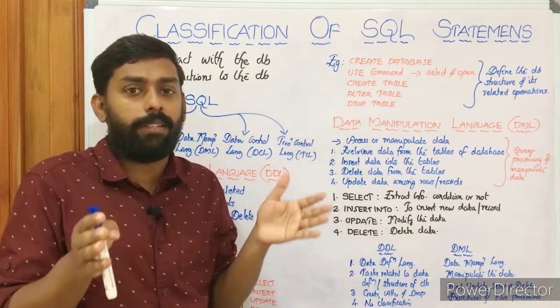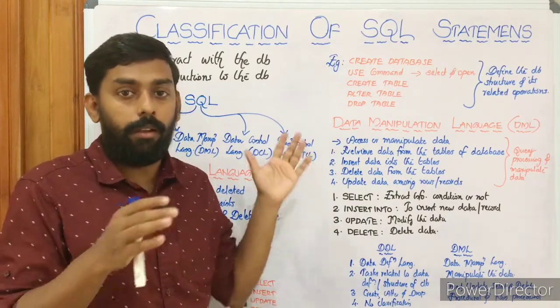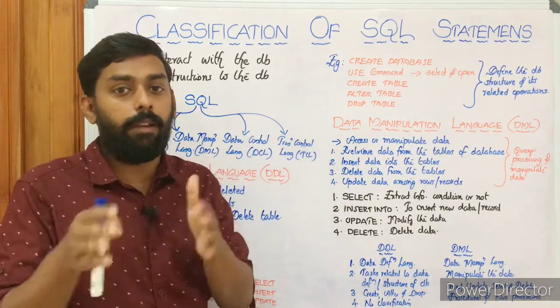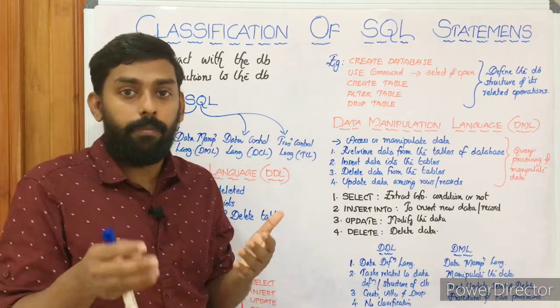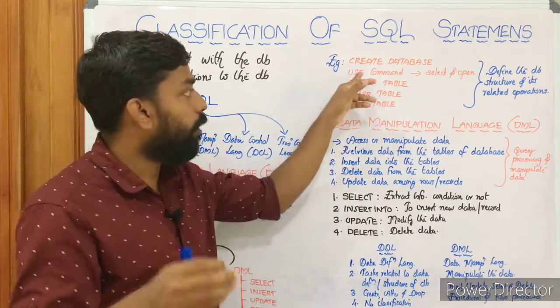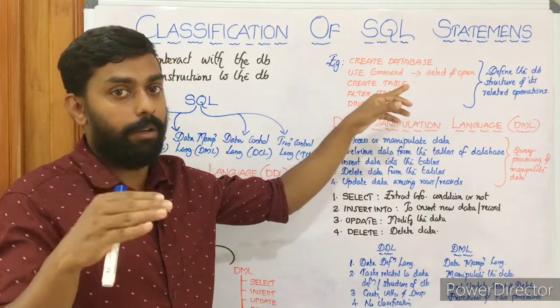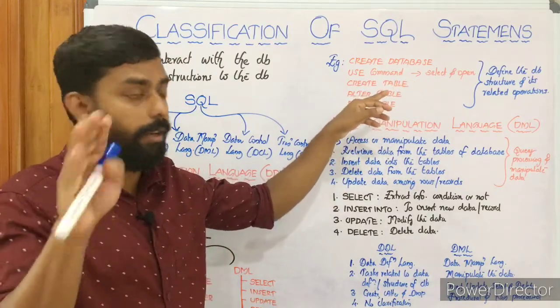For example, suppose we have an existing database student. How to create it? Create database student. And how to use it? We know it's already created, okay? How to use it? Use student, that's it, okay? So use is a command used to select and open an existing database. Not a table, a database, okay?